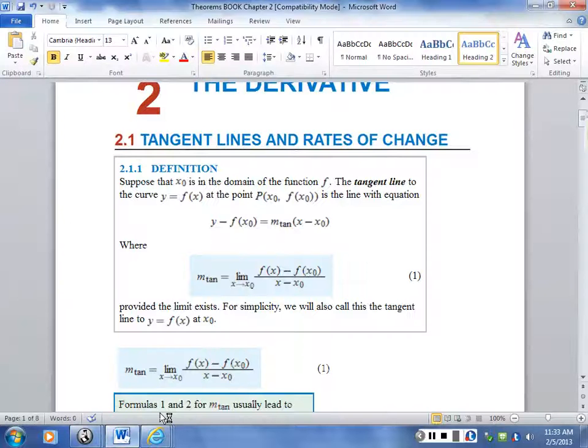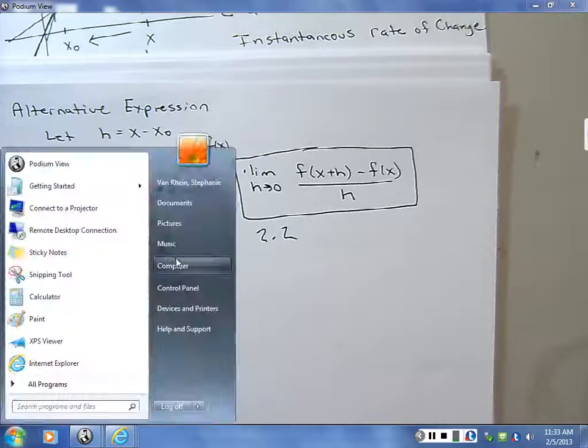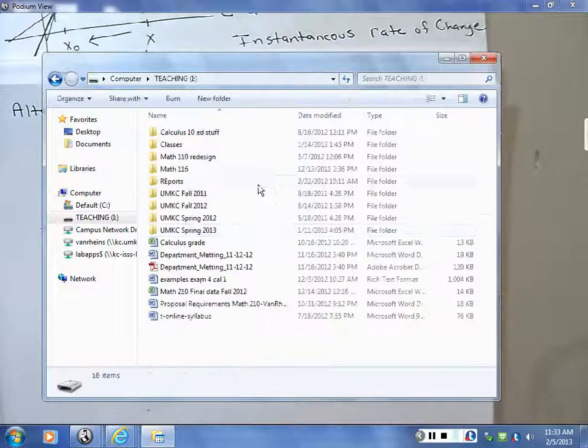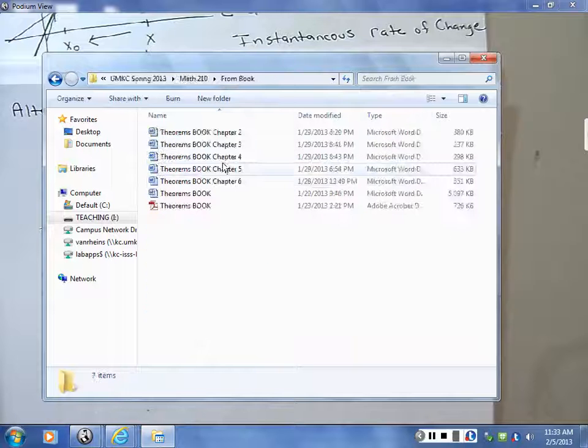I have just posted the theorems for Chapter 2, Chapter 3, and Chapter 4, so I don't necessarily expect anyone to have this. Oops. Where'd that go? Theorems for the book, Chapter 2.